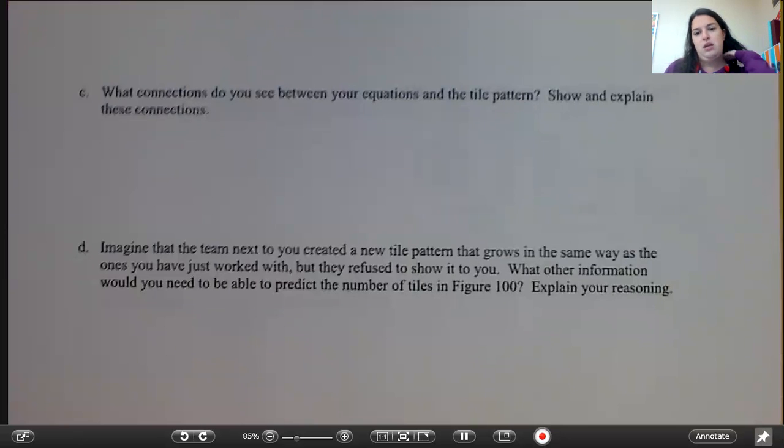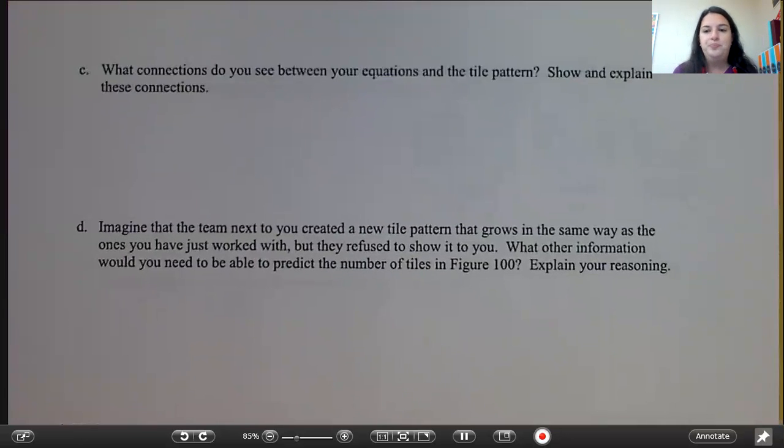If you're back with me, we're on D now. Imagine that the team next to you created a new tile pattern that grows in the same way as the ones you have just worked with, but they refuse to show it to you. What other information would you need to be able to predict the number of tiles in figure 100? Explain your reasoning. Go ahead and pause the video and answer this question as well.